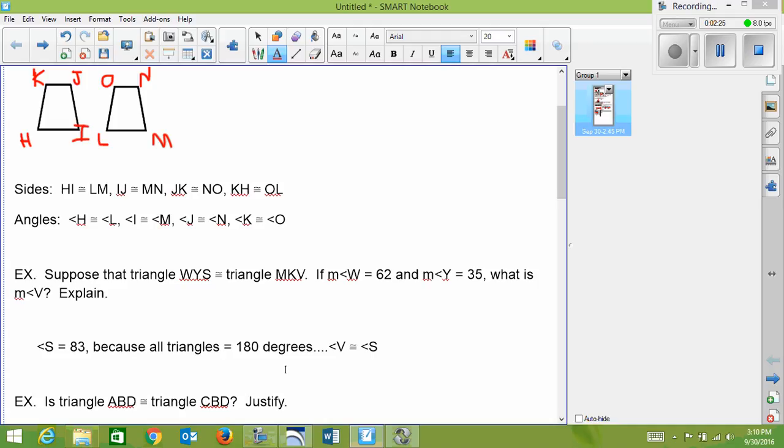And remember that all triangles have to equal 180 degrees. That's how we knew that you take 62 plus 35, add it up and take it away from 180 to get your 83.